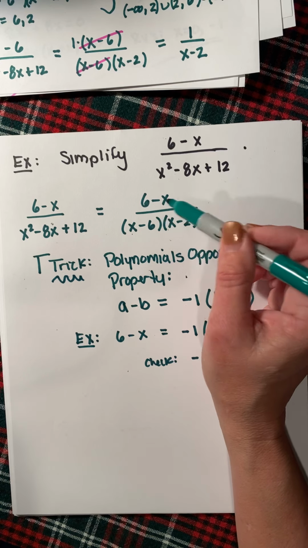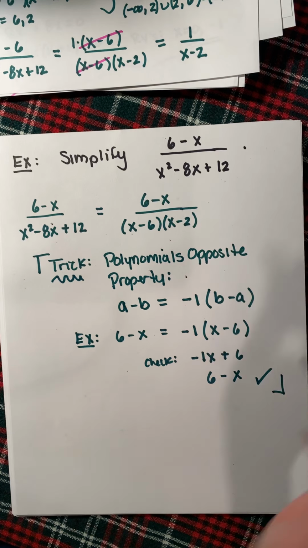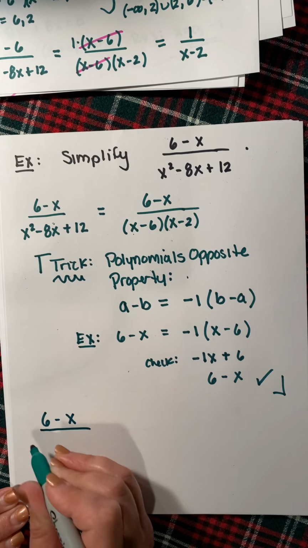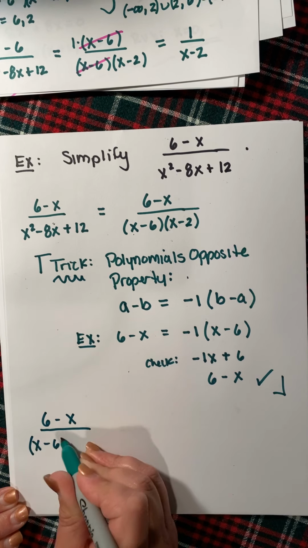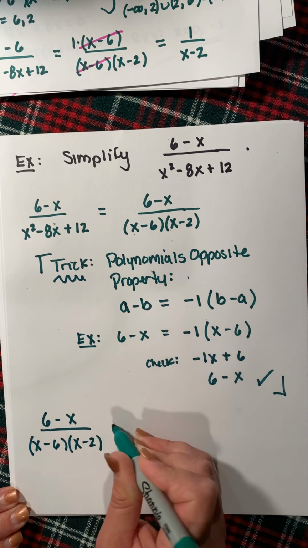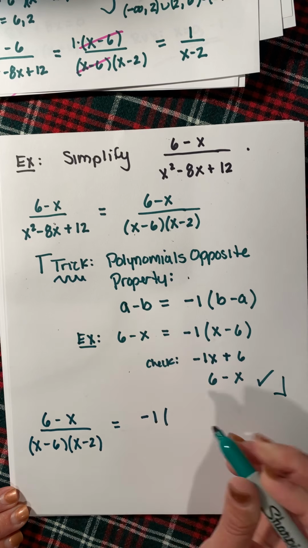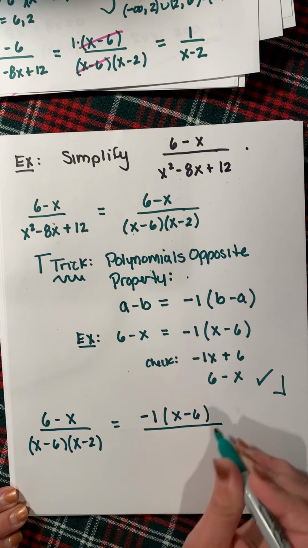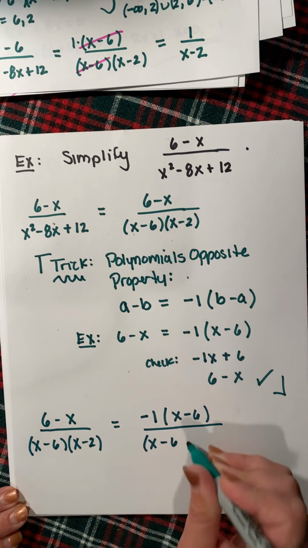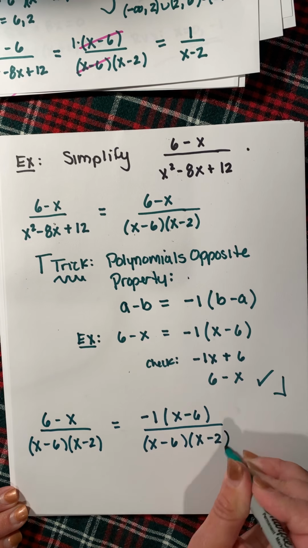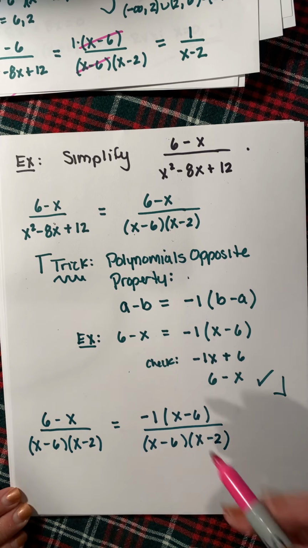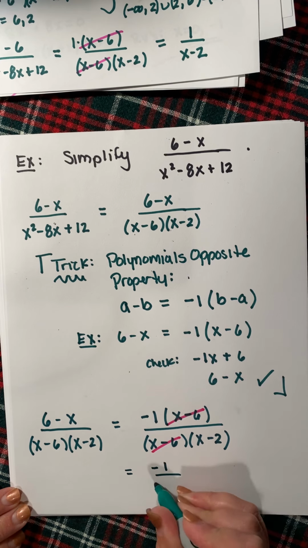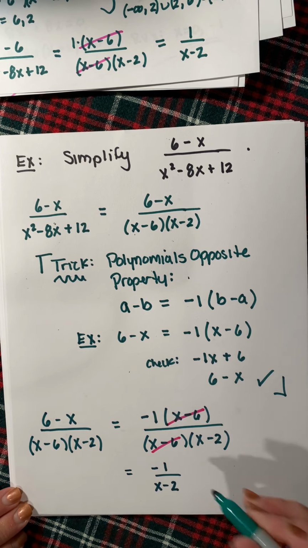So here, in order to switch the order in which we subtract, we're going to go back up here. I'm going to write it here, and we need the factor of x minus 6 in the numerator. So I'm going to factor a negative 1 out, and 6 minus x is equivalent to negative 1 times x minus 6, all over x minus 6 times x minus 2. Cancel off the common factor. Negative 1 over x minus 2. Woohoo.